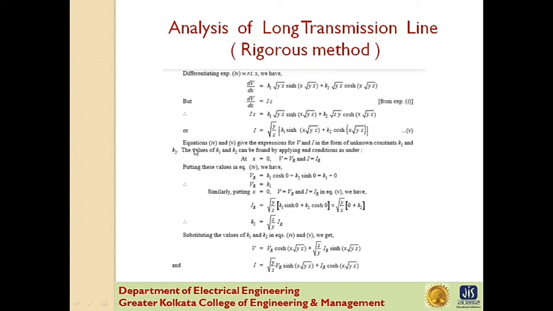Now from equation 4 and equation 5, we have the expressions for V and I in the form of unknown constants k1 and k2. Now the values of k1 and k2 can be found by applying end conditions as under. At x equals 0, V is equal to VR and I equals IR.